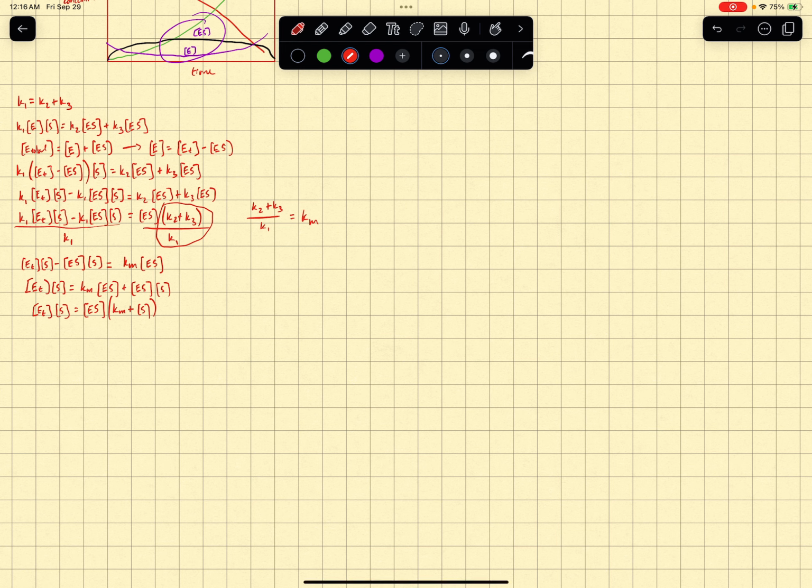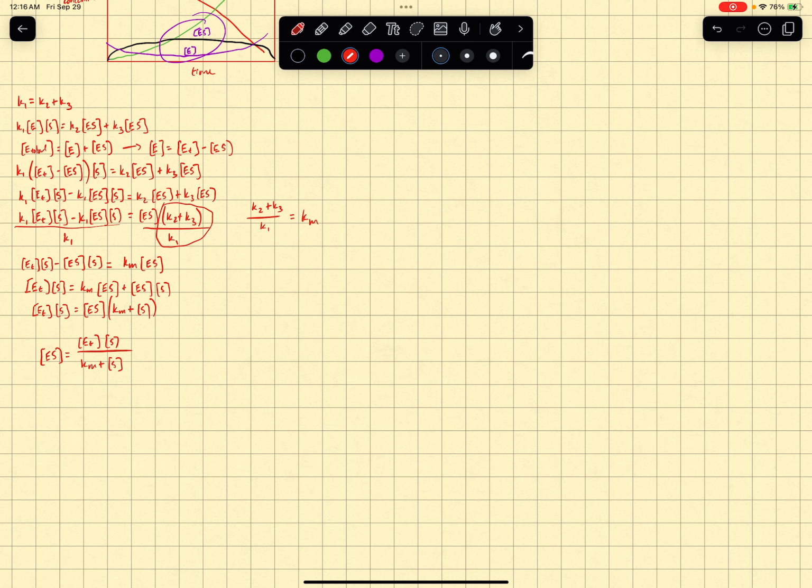So then our last step, we can say that the enzyme substrate concentration is going to be equal to the total enzyme, ET, times S divided by Km plus the substrate concentration. And this bottom half of the equation should look a lot like the Michaelis-Menten equation.